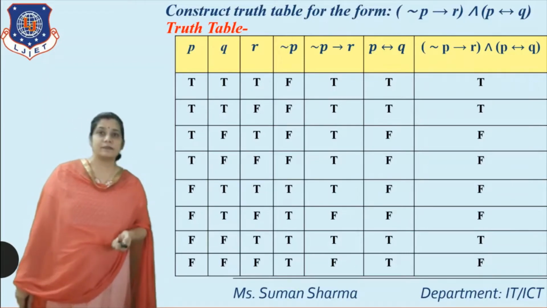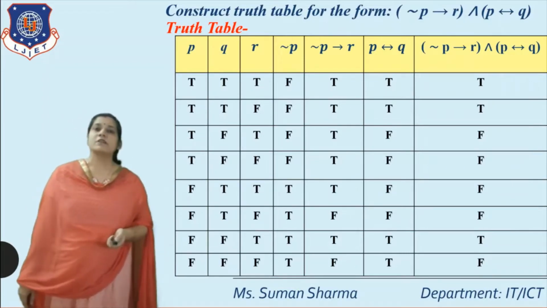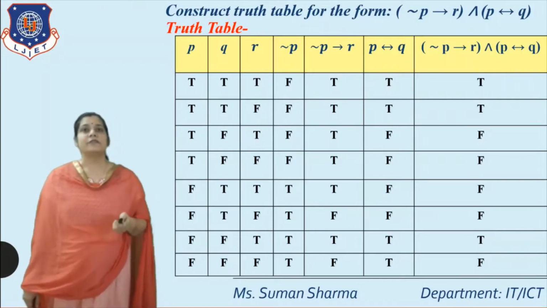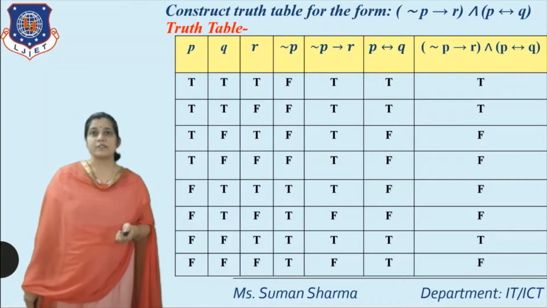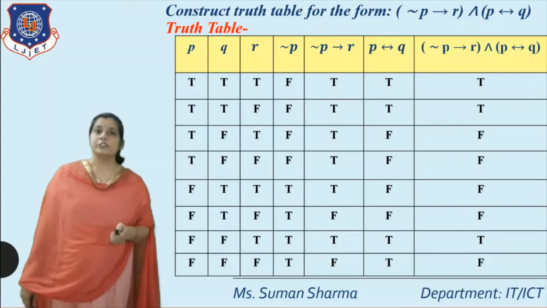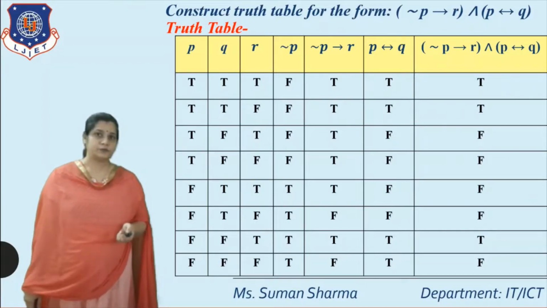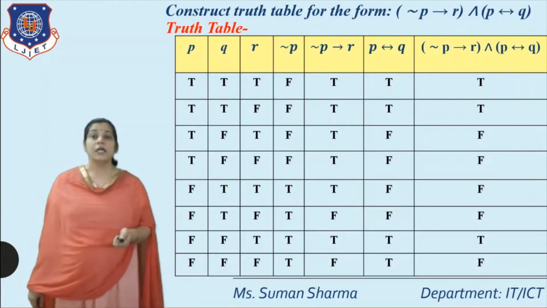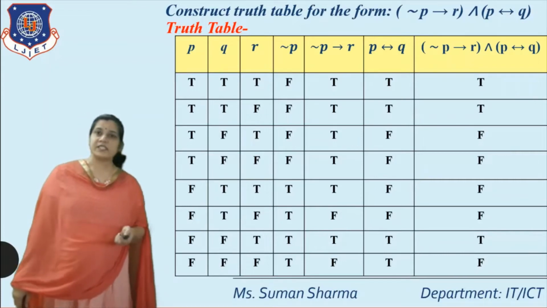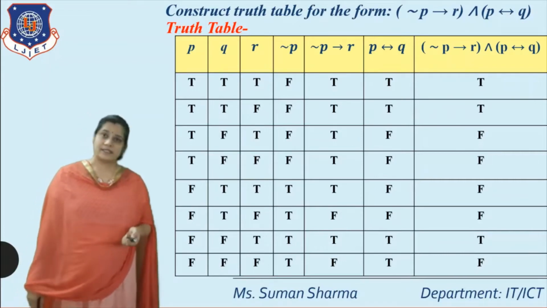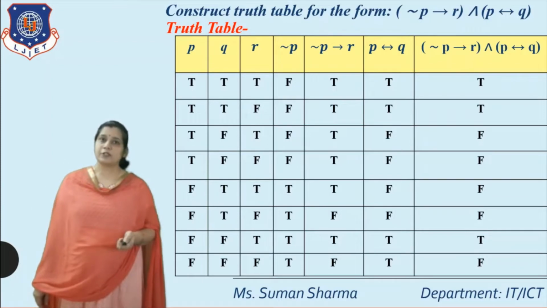Why do we use P, Q and R here? Because according to your question, we write the negation P implies R and the conjunction P biconditional Q. That means we have three sentences, or we can say three statements. So, P, Q and R.